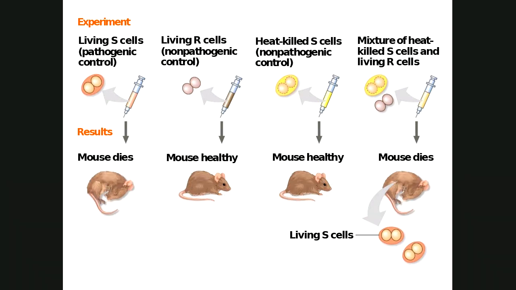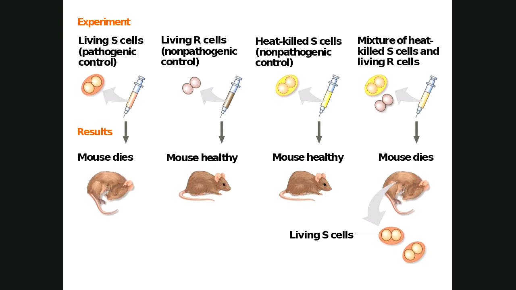Then he took living R. Now you notice living R doesn't have the capsule. Living R is not hidden from the immune system. Inject that into the mouse, and the mouse immune system goes to work, assuming the mouse immune system is healthy. The mouse might get a little sick, just like you do, but you don't die. It doesn't die. It survives. All right, very good. Now that's the non-pathogenic control.